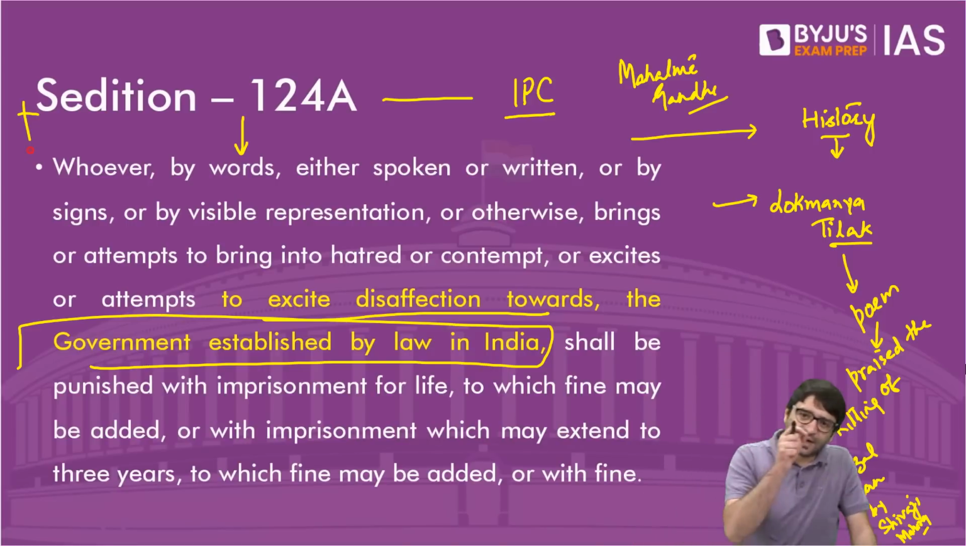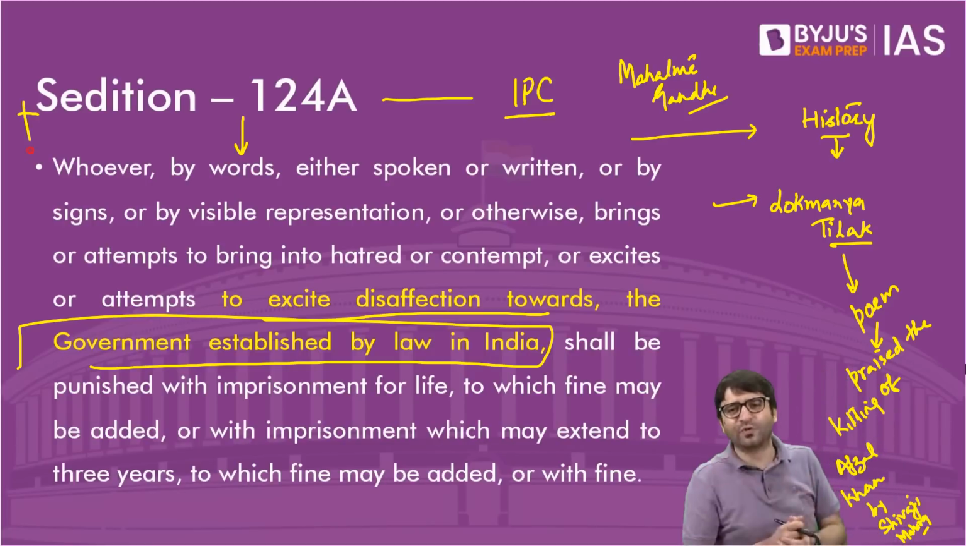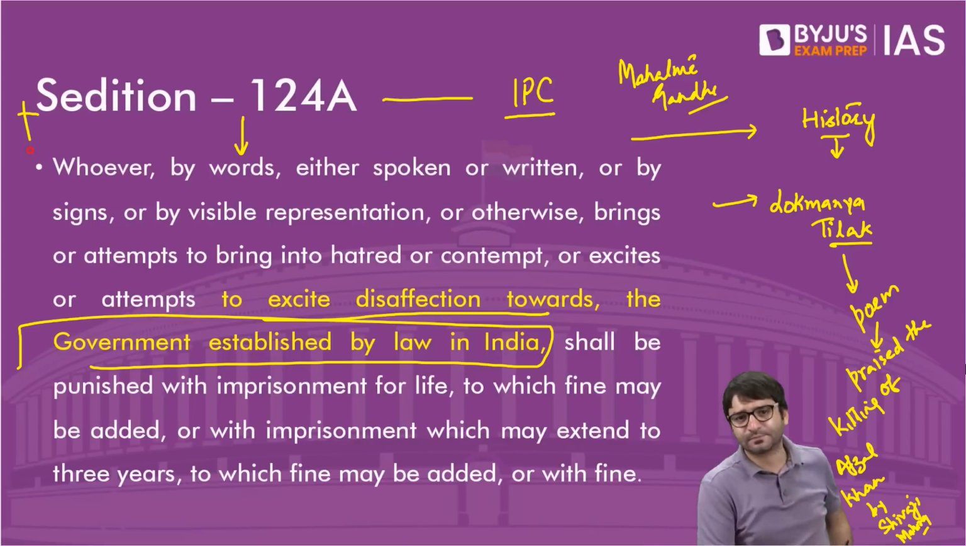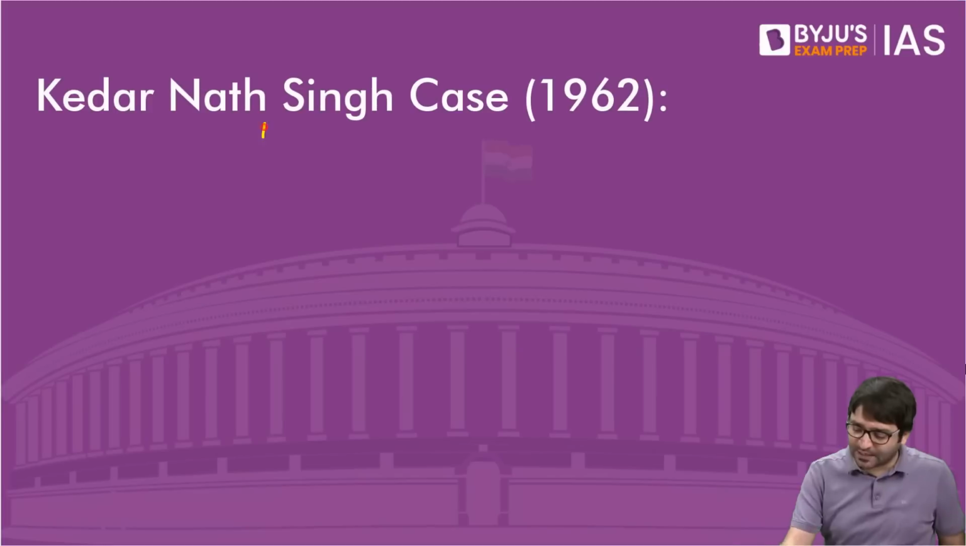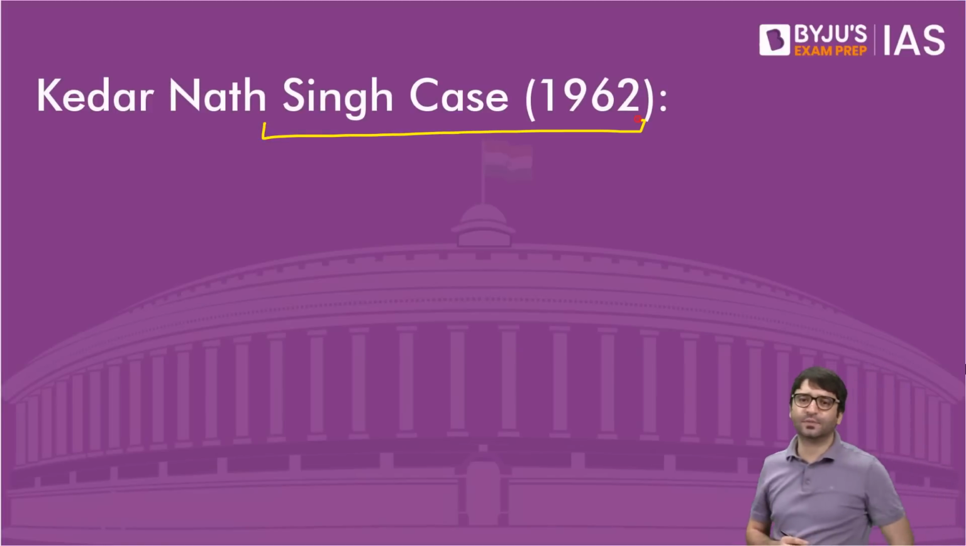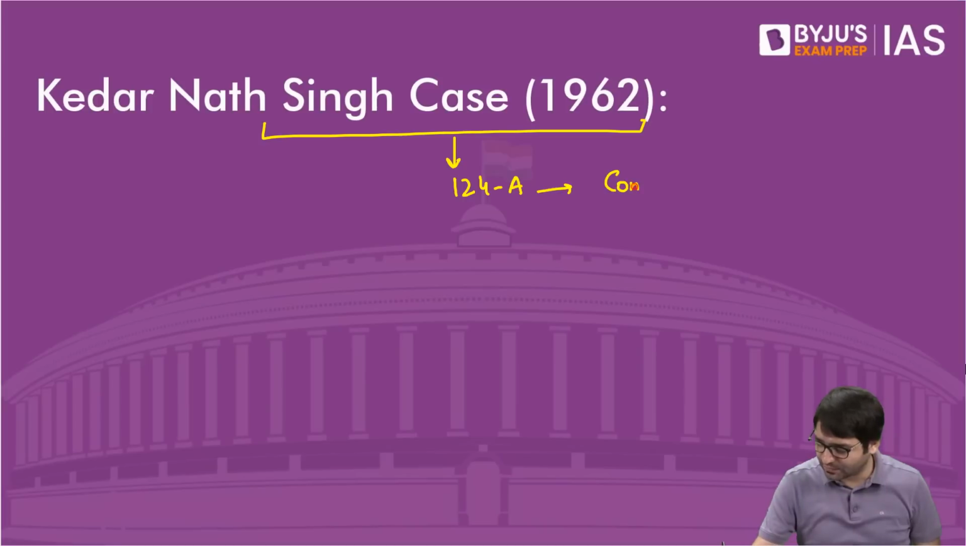That is why there were 8 grounds in the Constitution. Originally 4, later on 4 more were added. But sedition was not a ground on the basis of which your freedom of speech and expression could be restricted. But then came the Kedarnath Singh case, 1962. Supreme Court said sedition law is constitutional.